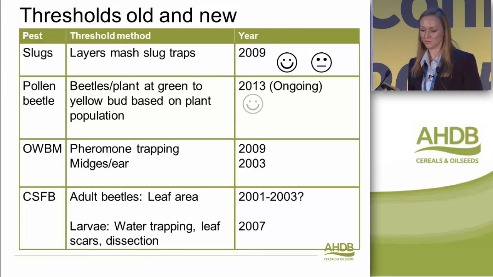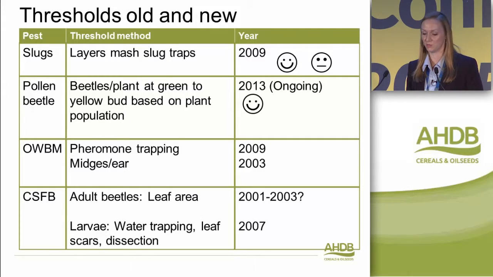Pollen beetle is another one I focused on. The thresholds, as I'm sure you're aware, were updated in 2013. This was to take into account the ability of the crop to tolerate the pest, so looking at the beetles per plant based on the plant population. And this is work which is ongoing, so we still have research being done at the moment to try and understand and learn more on how the crop is able to tolerate it.